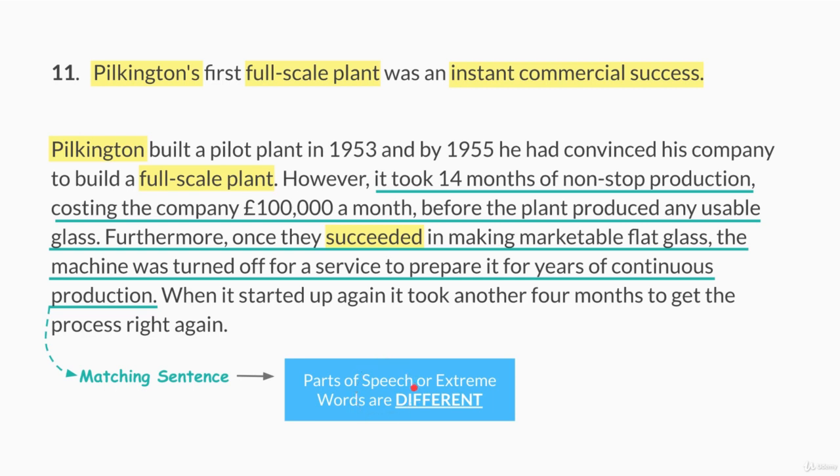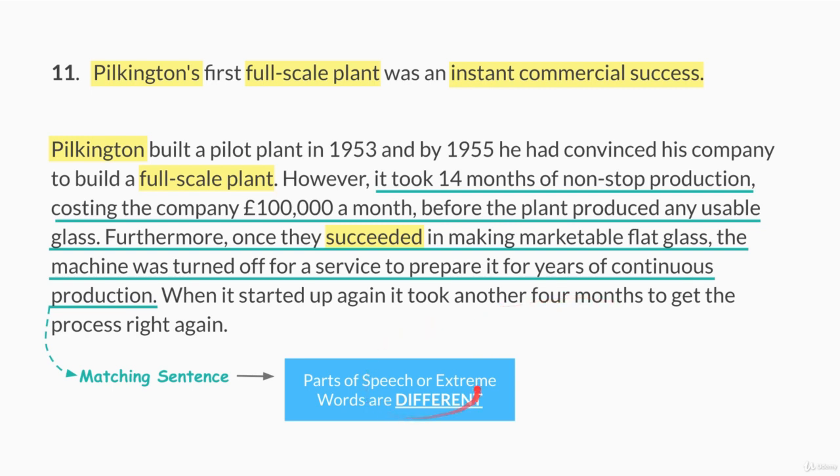So we are comparing parts of speech here. Like here it says instant success. Was it an instant success? No, it was not. It says 14 months of nonstop production. It says it was turned off. And then when they started it back up again, it took another 4 months to get the process right again.